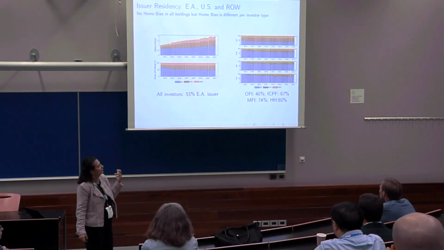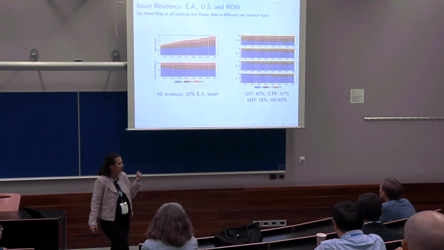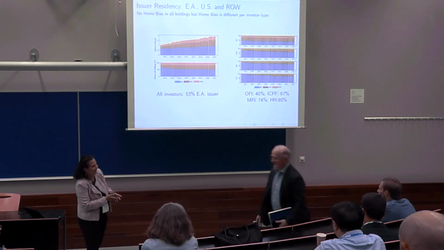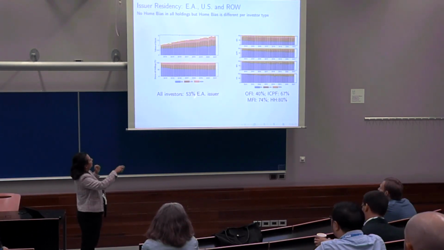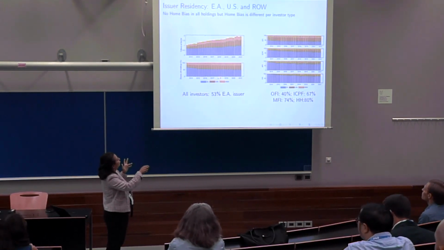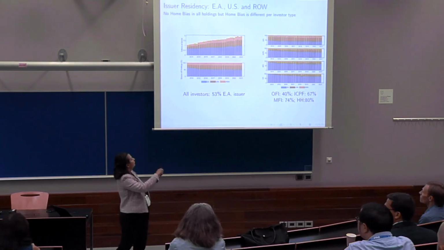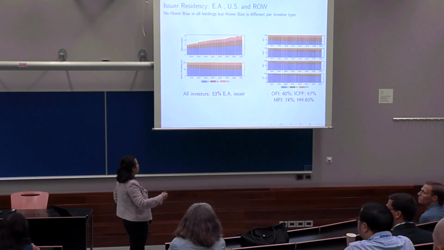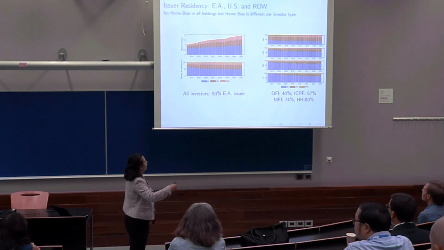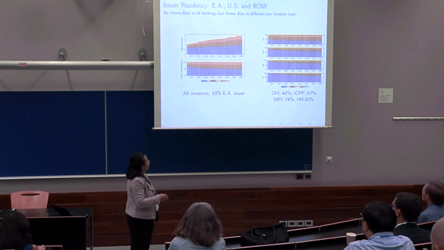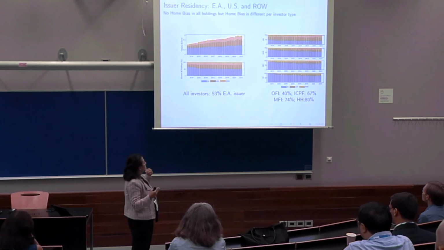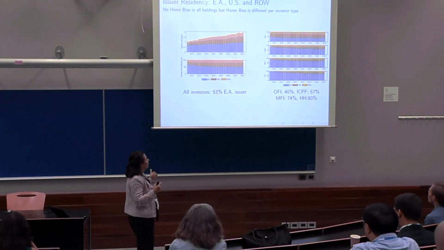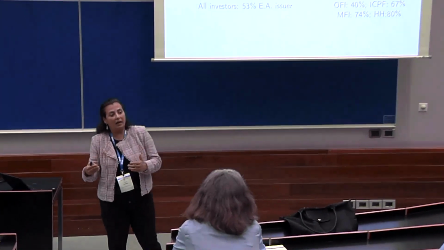Then we see, well, this is about the country of issuance, this is about the country of issuance bias. And again, we see here we have all investors, 52% in blue is euro area issuers. In red is these investors holding US issuers, and yellow is rest of the world. What we observe is that about 53% of the bonds being held in the euro area are issued by euro area firms. The rest is by the rest of the world. So it doesn't seem that there's a strong home country of issuance bias.